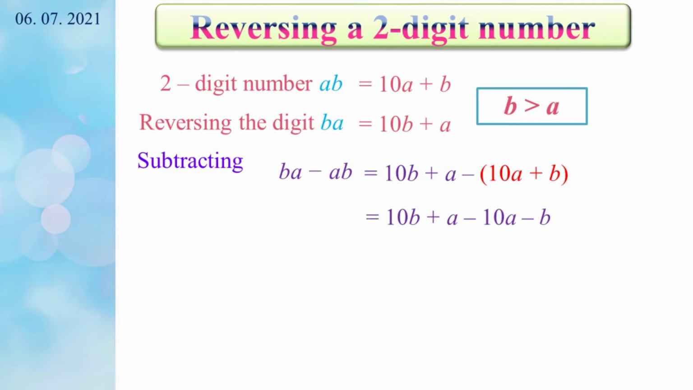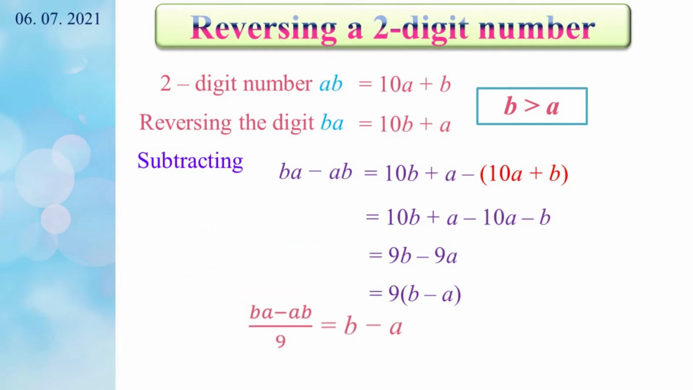Here 10B and B are like terms, A and 10A are like terms, so we have to subtract the terms. 10B minus B will get 9B. A minus 10A will get minus 9A. Here 9 is a common factor of both terms, so we can take out 9: 9 into (B minus A).